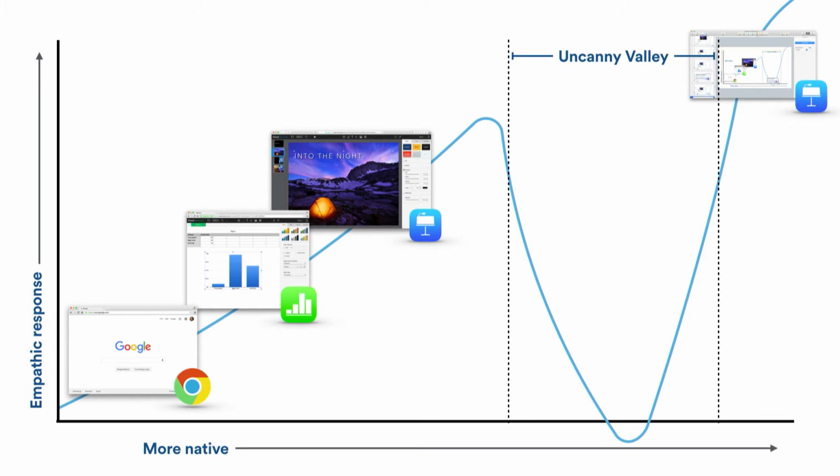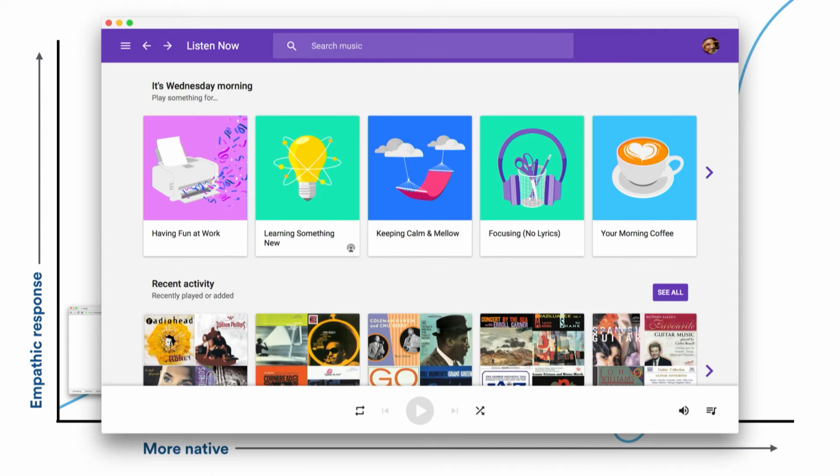So you're probably wondering about this valley right in the middle here, this is the uncanny valley. What kind of apps fit in there? Well, let's look at one. Google Music. Anyone here use Google Music? Great, one person. Google Music is great. But Google doesn't make a native desktop app for Google Music. It's just on the web.